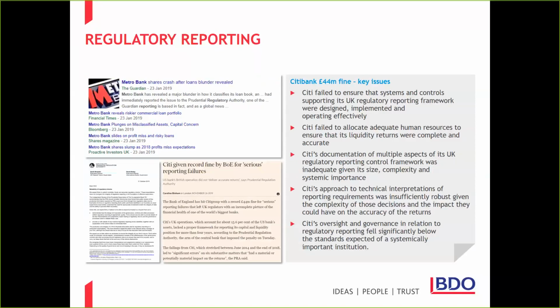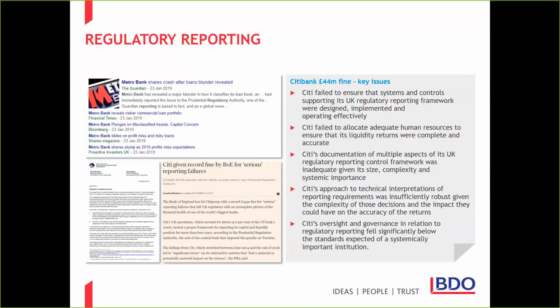So Citi were fined 44 million. And the PRA has actually helpfully written a huge note where they set out what all those issues were. I'll just summarize some of them. Again, you see here things like systems and controls not being in place and operating effectively, lack of allocating human resources.